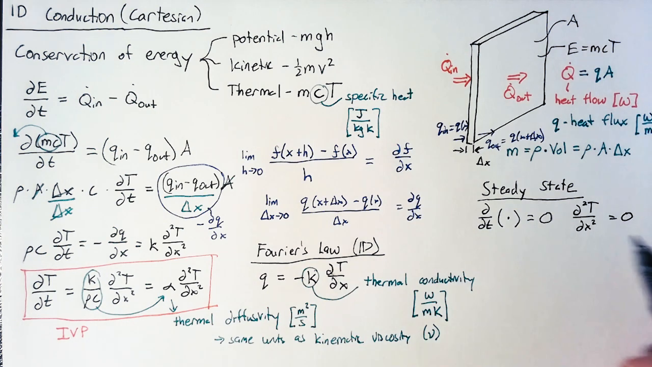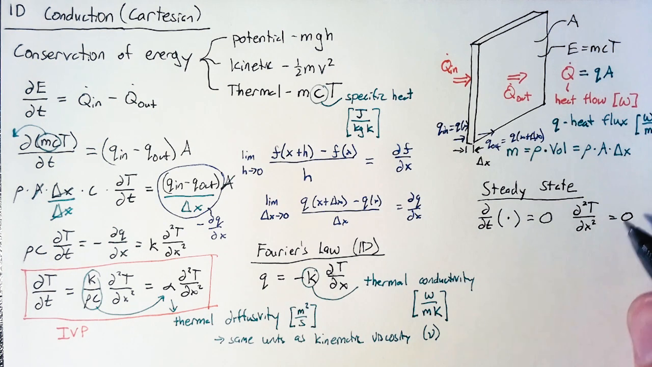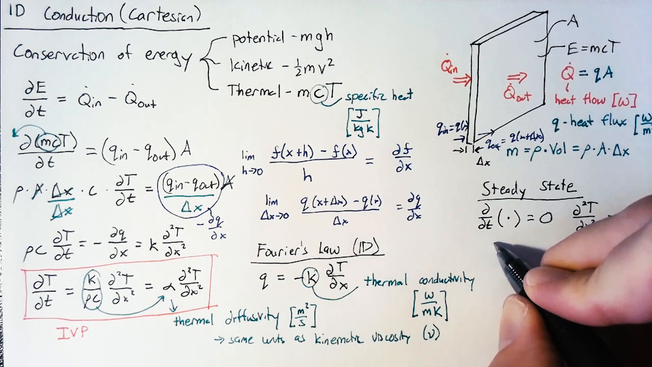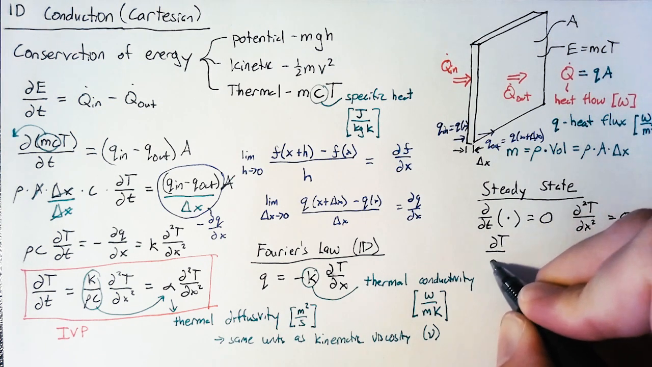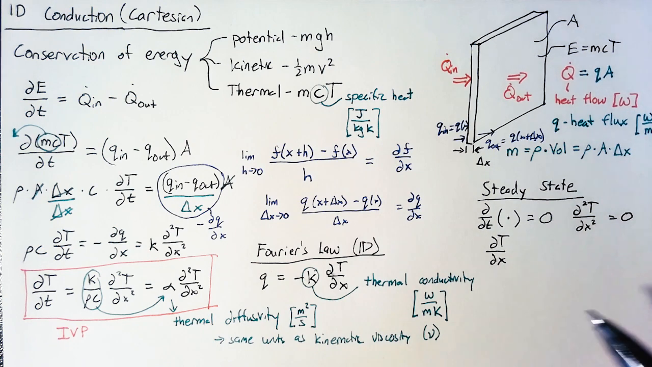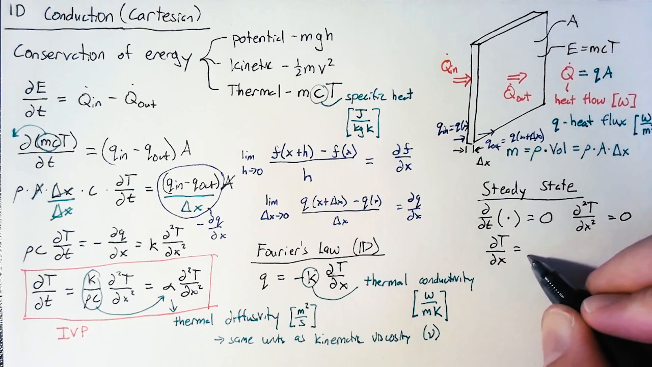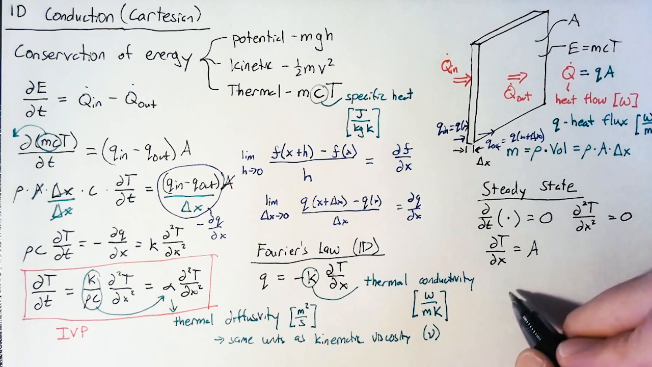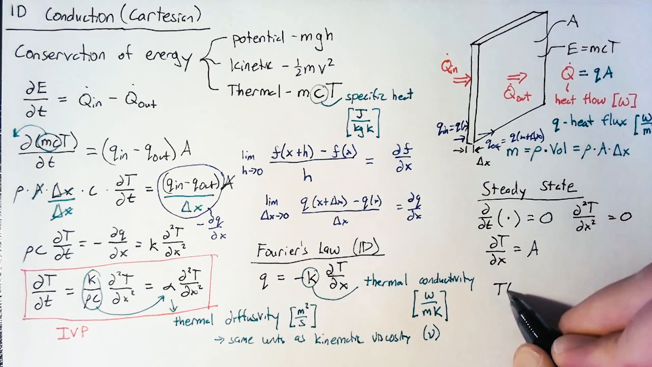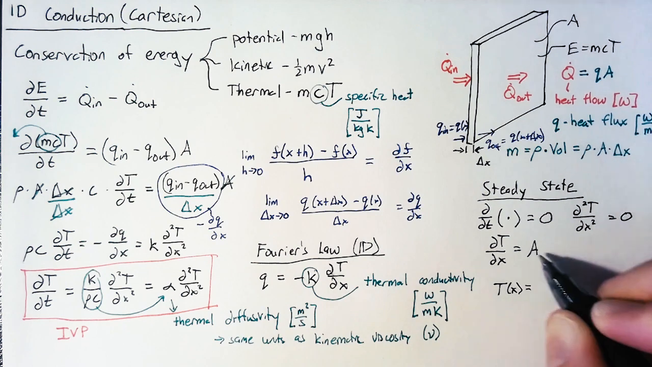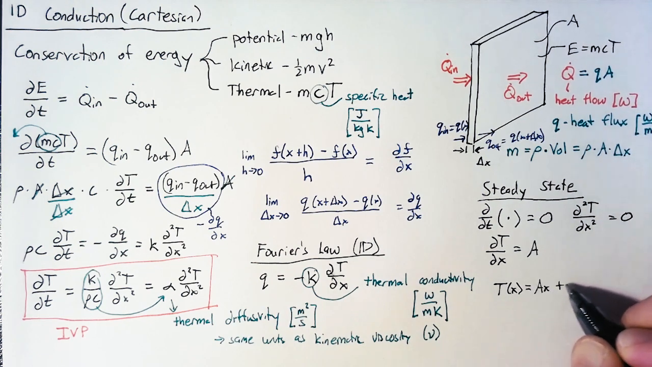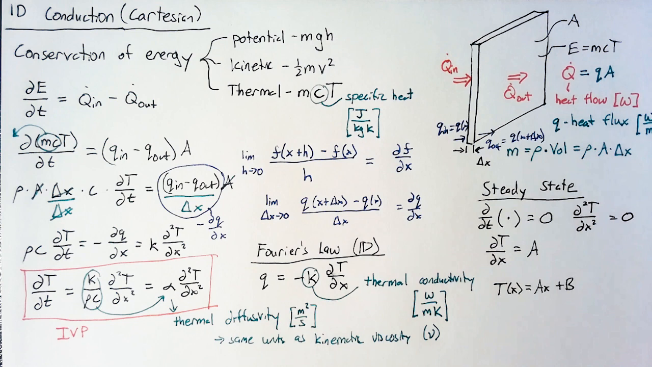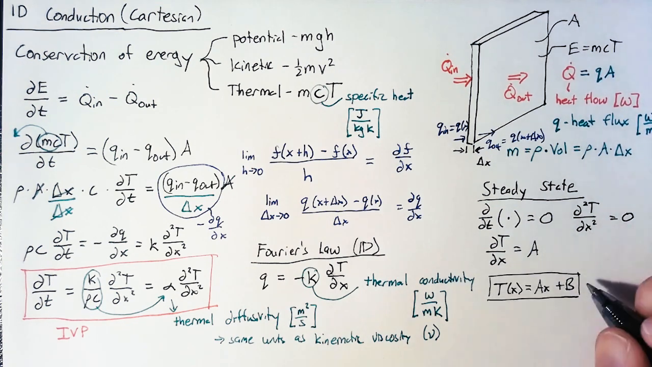Now this is something we can solve, because all we need to do is integrate with respect to x. If we integrate once, we get that the change in temperature with respect to x is a constant. We can call that constant A. If we integrate again, we get that our temperature as a function of x is equal to A times x plus some unknown B. So this is our solution, our general solution for 1D conduction.